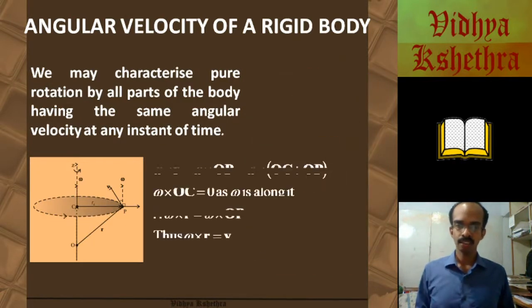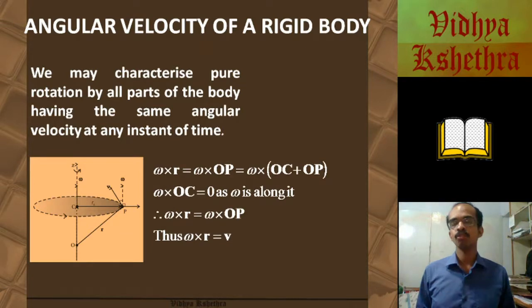Now we can see omega cross r, that is equal to omega cross OP from this figure. That is omega cross (OC plus OP). Omega cross OC is equal to 0 as omega is along it. Hence, omega cross r is equal to omega cross OP. And omega cross OP means it is the vector v, which is the velocity which is tangential to the circular path. So, we have derived the relation between angular velocity and linear velocity.